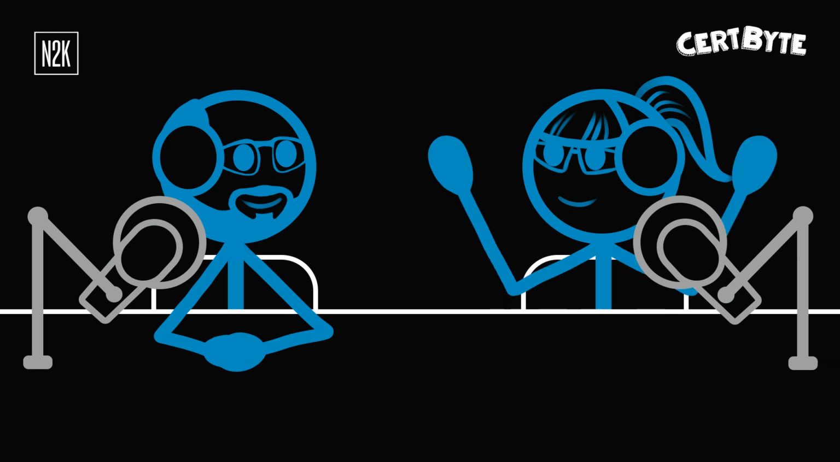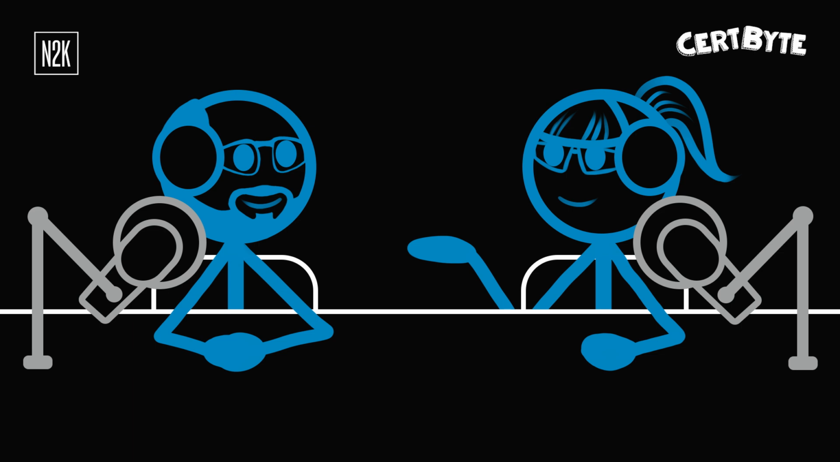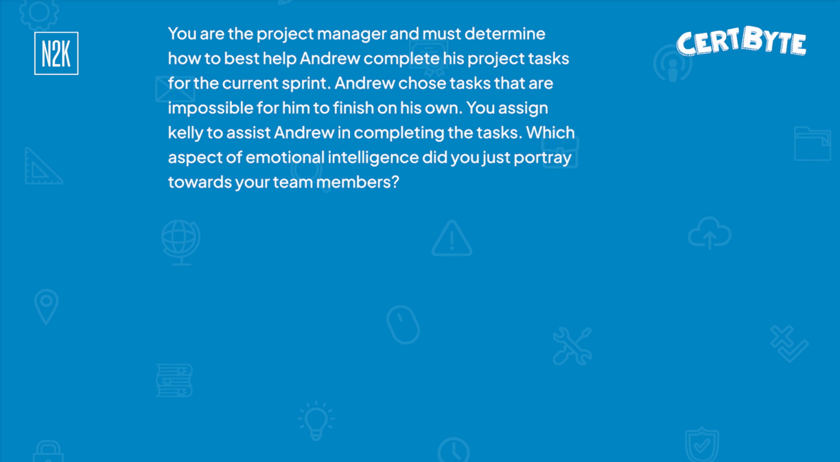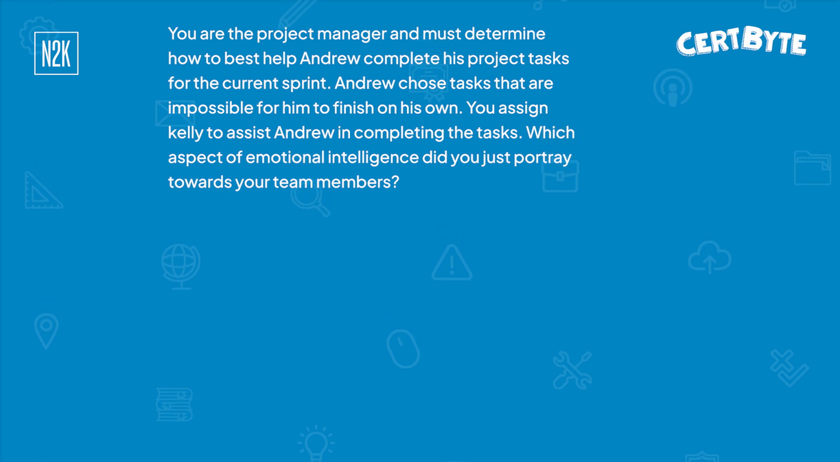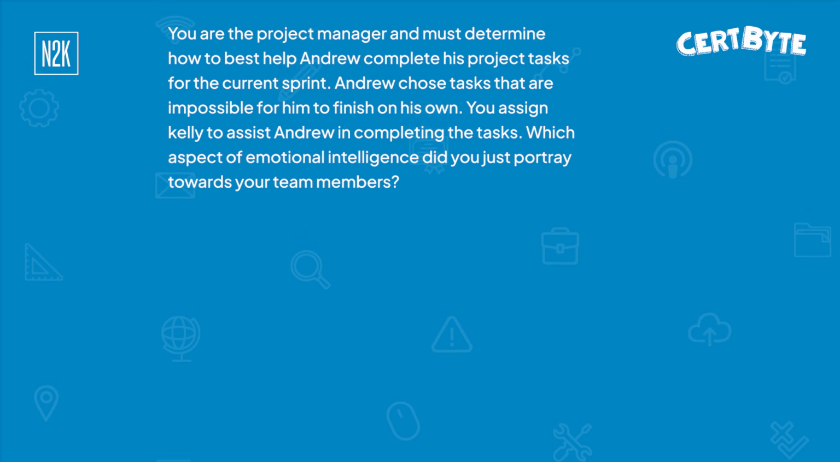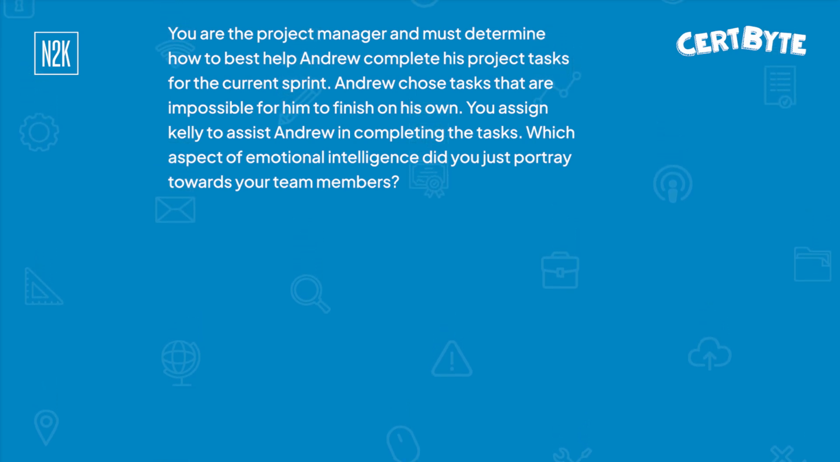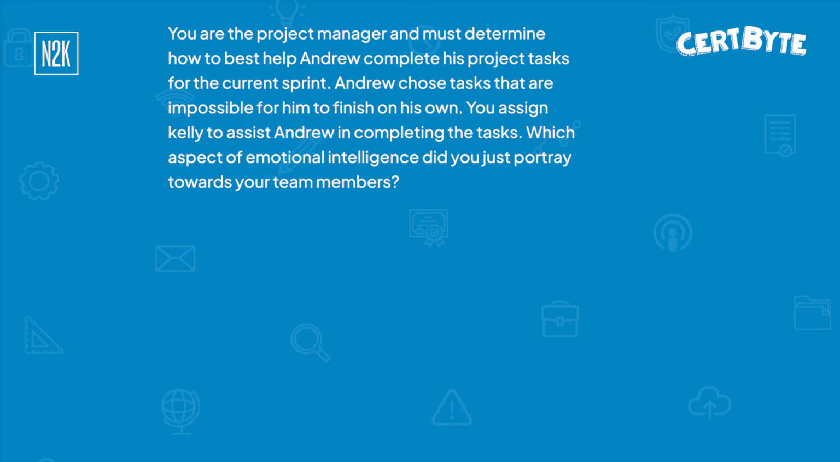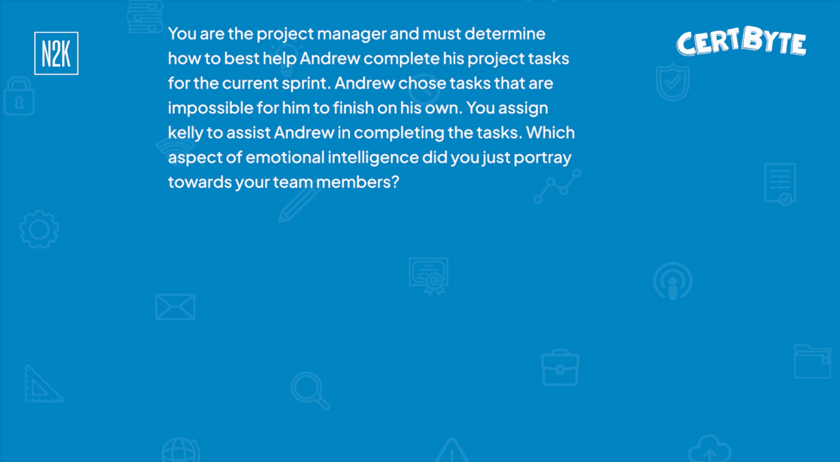This is scenario-based, and the names included here are only placeholders in this hypothetical situation. So here we go. You are the project manager and must determine how to best help Andrew complete his project tasks for the current sprint. Andrew chose tasks that are impossible for him to finish on his own. You assign Kelly to assist Andrew in completing the tasks. Which aspect of emotional intelligence did you just portray towards your team members?